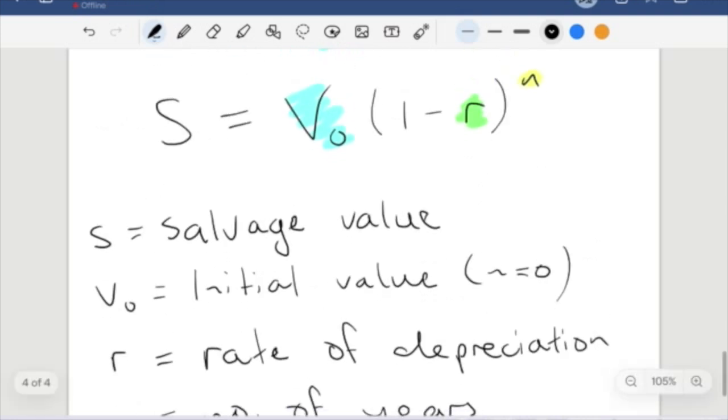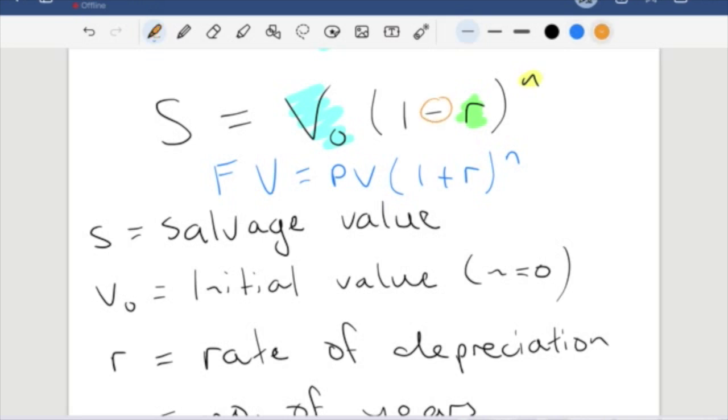So if you look at this formula, sure, some of the letters are different, but is it not just the same principle as the future value stuff we were looking at with compound interest? Future value is the present value, the initial amount, times 1 plus R to the power of n. It is basically the same thing. The only difference is my negative and positive here. With depreciation, our price is going down. With our compound interest, the price is going up. The interest is going up.